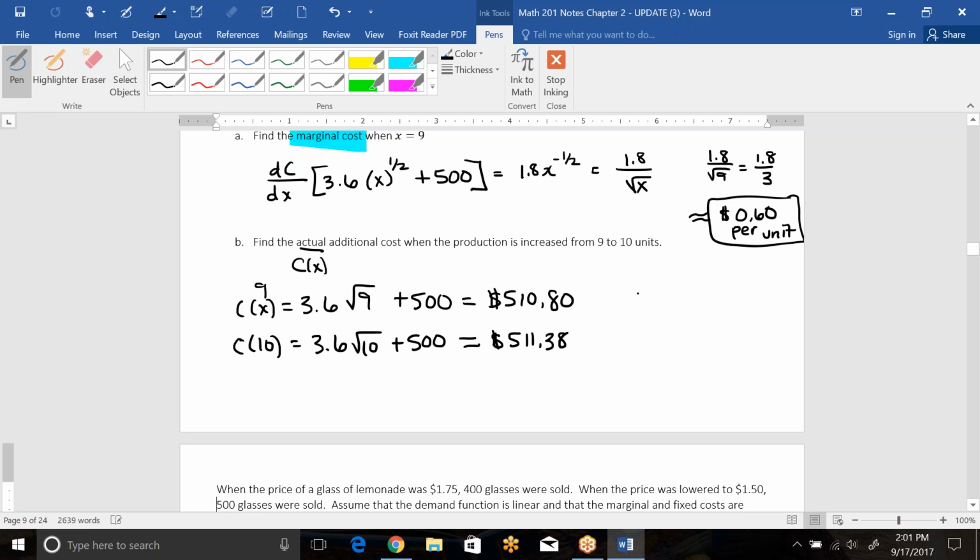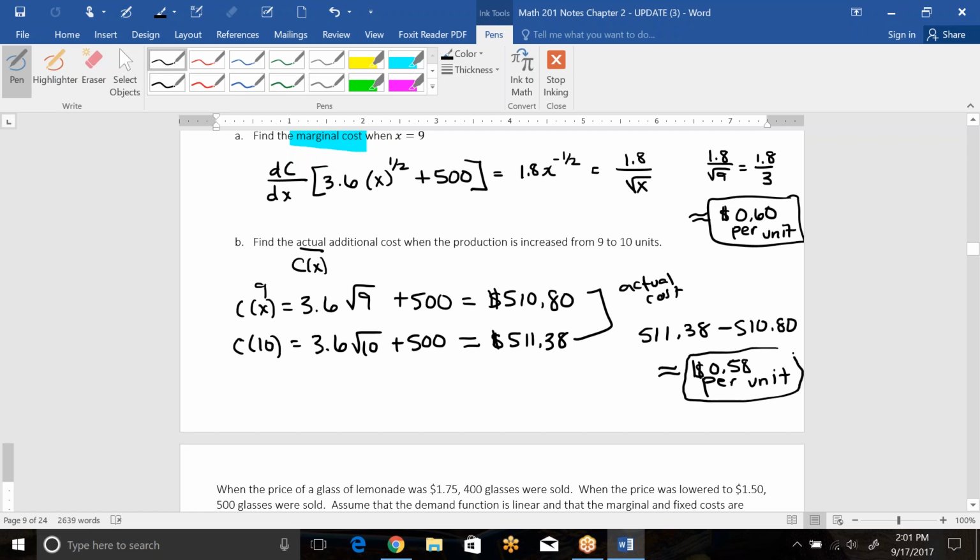511.38. To get the actual cost, we subtract, remember, the one that had more units from the one that had less, so we know if that's actually an increase or a decrease. And it looks like this comes out to about 58 cents per unit. So notice this marginal information is pretty close and dead on to what we see in the actual. And that's the end of the 2.3s that we had left.